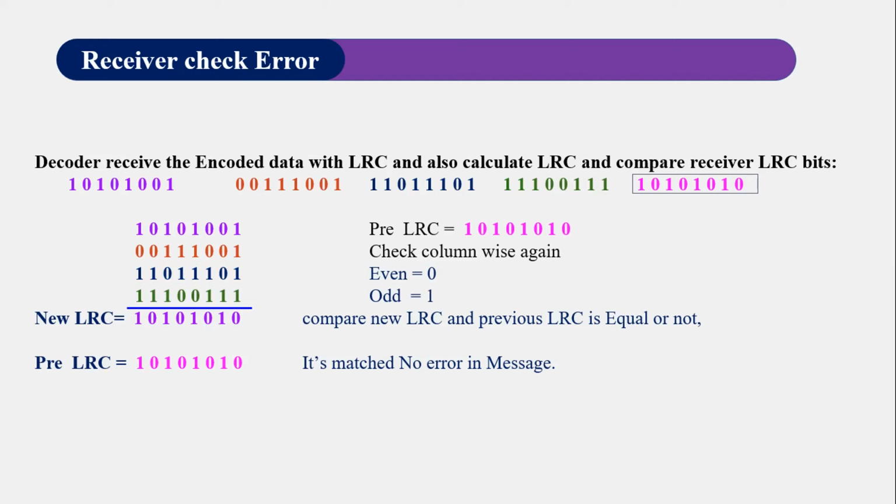The previous LRC is 101010 and the new LRC is also 101010. Then we compare the new LRC bits and the previous LRC bits to see whether they are equal or not. We can see that they matched and there is no error.